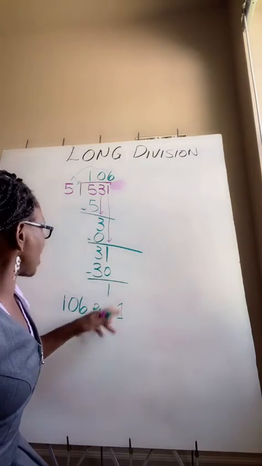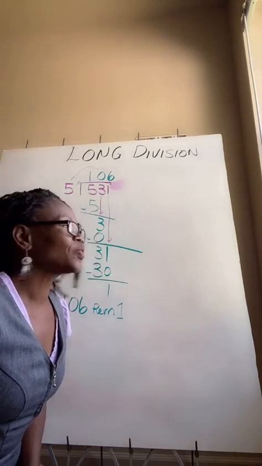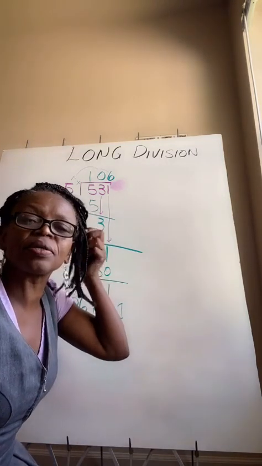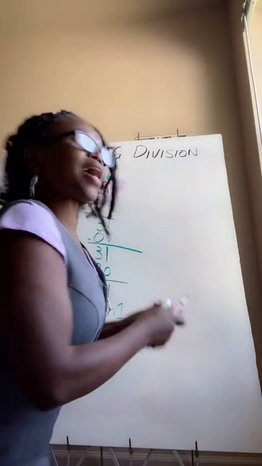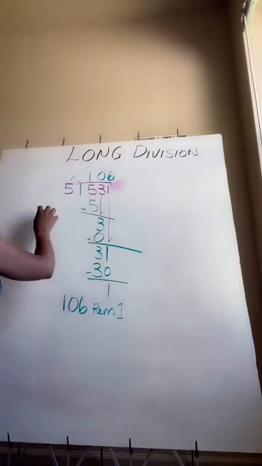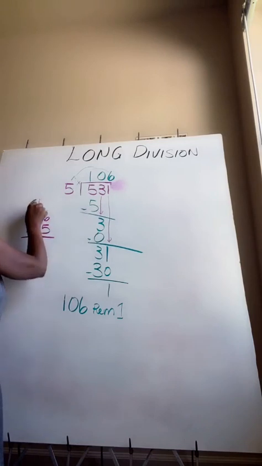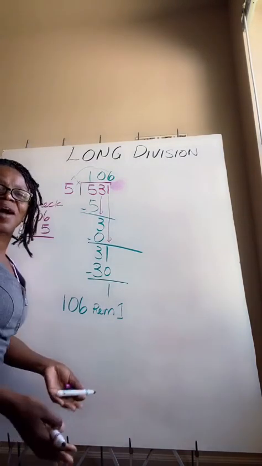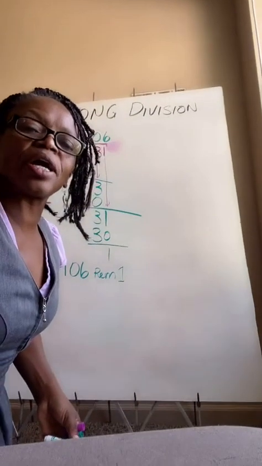How can we check our answer? At the end, we always have to check our answers. Yes, multiply. Let's multiply 106 by 5. This is how we check our answer, because if we don't check our answer, we may not make it through the exam.